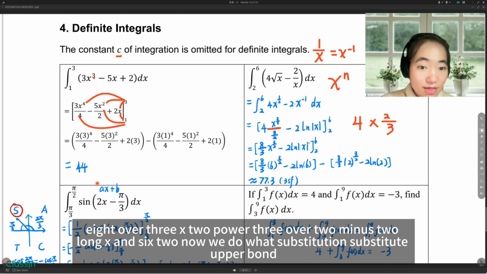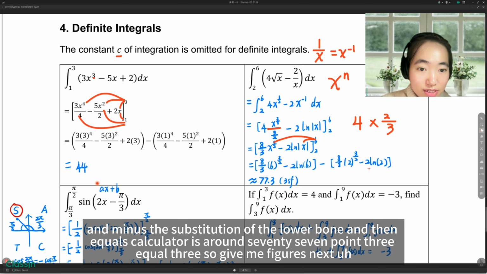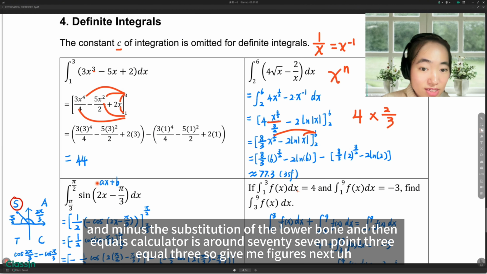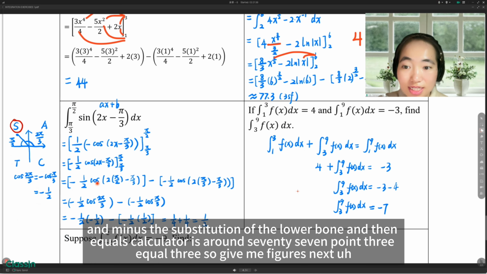Now we do what? Substitution. Substitute the upper bound and minus the substitution of the lower bound. And then you use a calculator, it's around 77.3. We keep 3 significant figures.